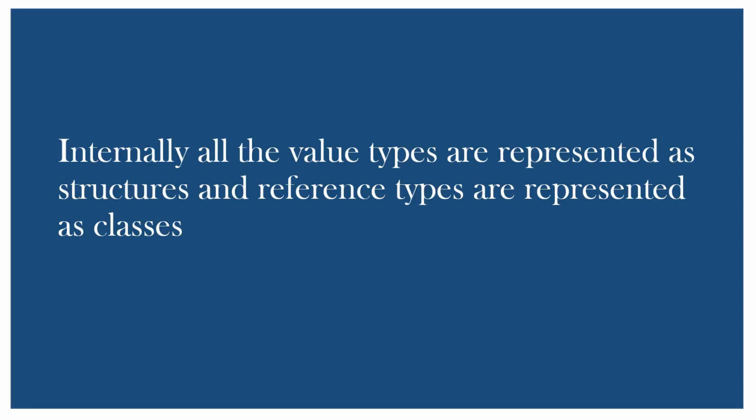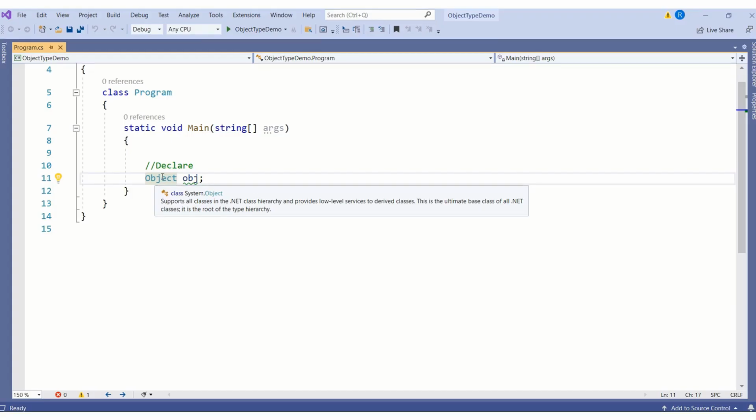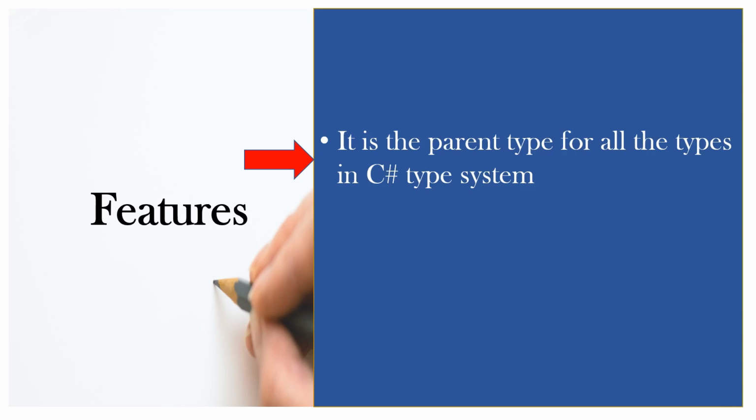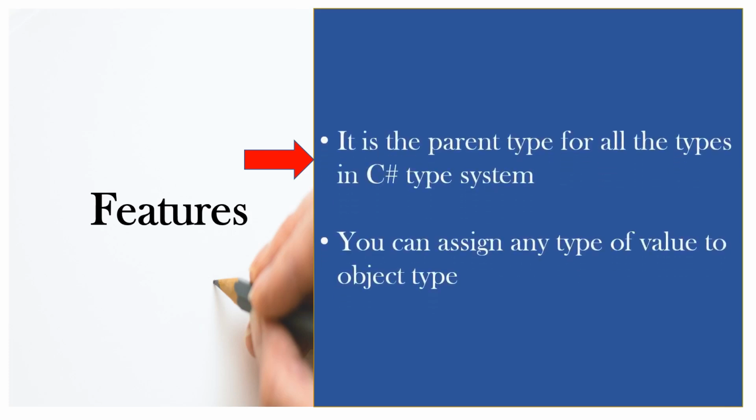In our previous videos, we have learned that internally all the value types are represented as structures and reference types are represented as classes. We shall verify that. Right click on the object type and say go to definition. Here you can see all the members that are available inside the object class. Here you can see object is a class. Coming back to the features that we already discussed, object type is the parent type for all the other types. This means even if you don't inherit the object type explicitly, internally all the types inherit from object.